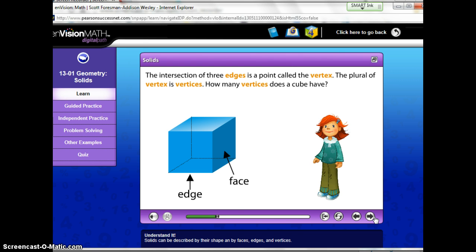The intersection of an edge, so where 2 edges meet right here, this is called a vertex. Brendan, I need your eyes and ears up here, okay? Can you put that down?